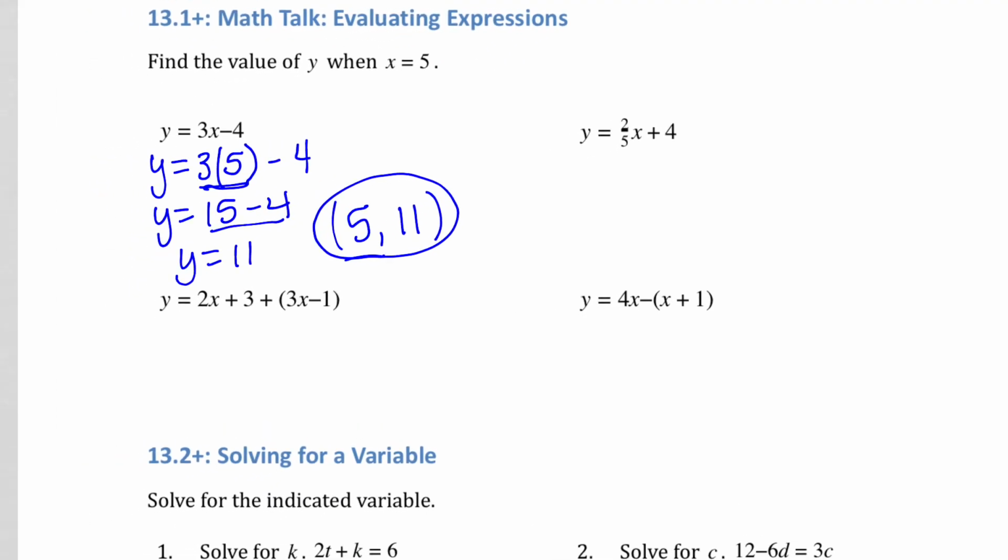Okay, let's go to this one. We have y equals 2/5 x plus 4. So we're going to do the same thing. We're going to plug in the 5. So we're going to get y equals 2/5 times 5 plus 4.